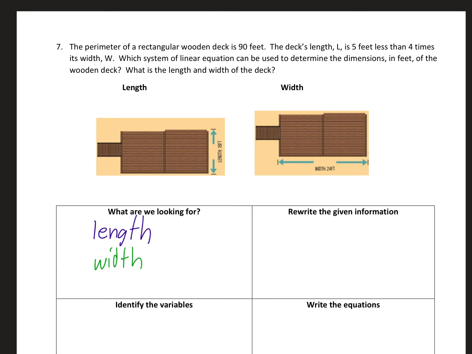Next, we are going to rewrite the given information. We are given that the perimeter of the rectangular wooden deck is 90 feet and that the deck's length is 5 feet less than 4 times its width. Then we identify the variables. You can use X and Y if that's what you're comfortable with. However, I'm going to stick to L for length and W for width. Either way, write down the letter you are using and what it represents.